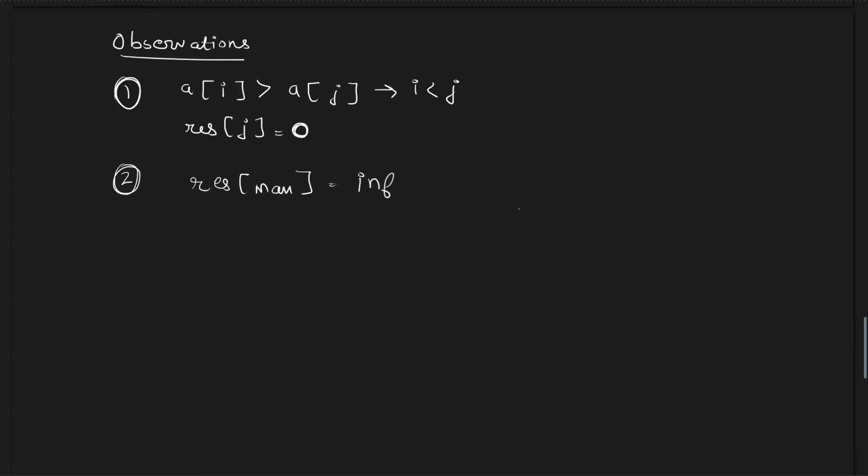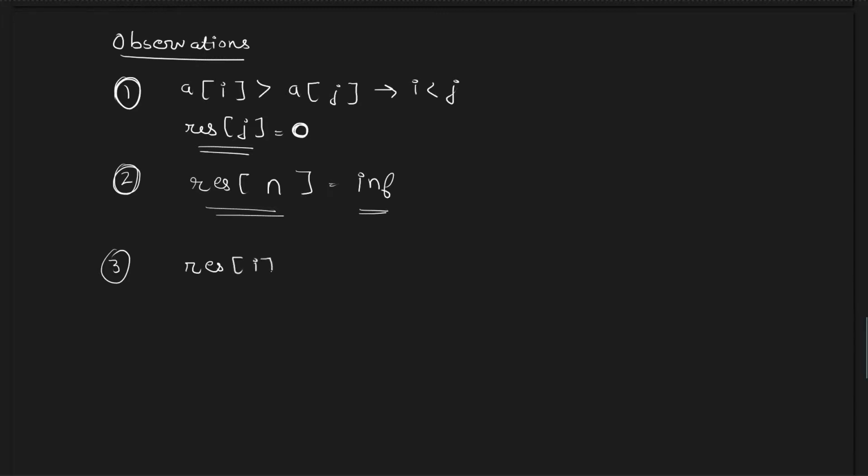So what I am storing in the result array is the maximum number of matches each player can win. In the first case, we found that this particular player J can win at max 0 matches. It cannot even win a single match. And the result for N, the player with the highest power, can be infinity. So it can win any number of matches, right?